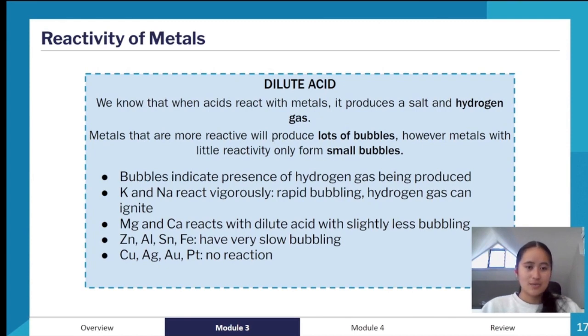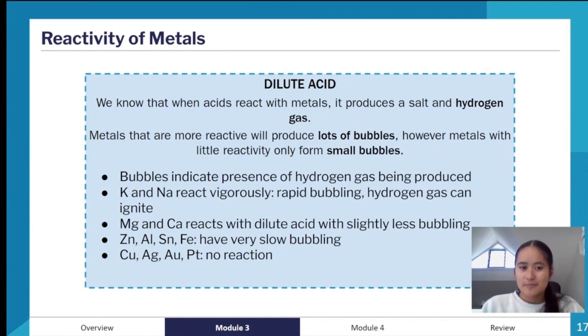So potassium and sodium react quite vigorously, so lots of bubbles, and the hydrogen gas can easily ignite. Like I talked about before, there's the pop test that can determine that it's hydrogen gas, and that's because hydrogen gas is flammable. So lots of hydrogen gas can ignite. Then magnesium and calcium react with dilute acid with less bubbling. Zinc, aluminium, tin, and iron have very slow bubbling, and then some have no reaction at all.